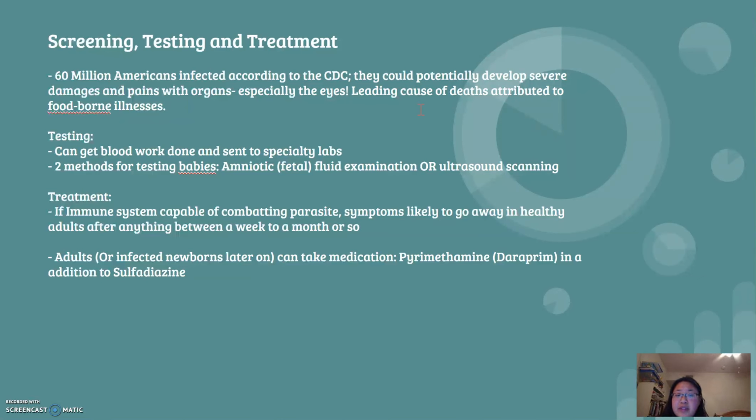So adults or even infected newborns that later on grow can take medication as well. There's pyrimethamine or Daraprim, in addition to the antibiotic sulfadiazine, and these two are often prescribed to people with toxoplasmosis. The Daraprim is also prescribed to people with malaria typically, and with these two, doctors will often suggest that the infected person also take extra folic acid in their diet.